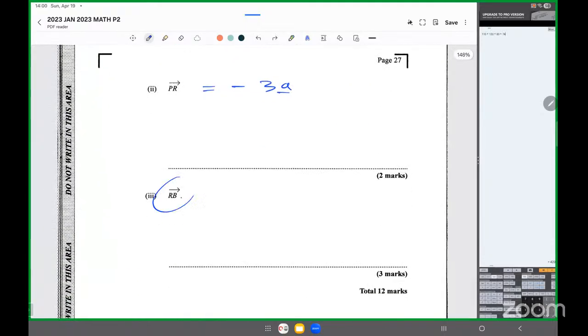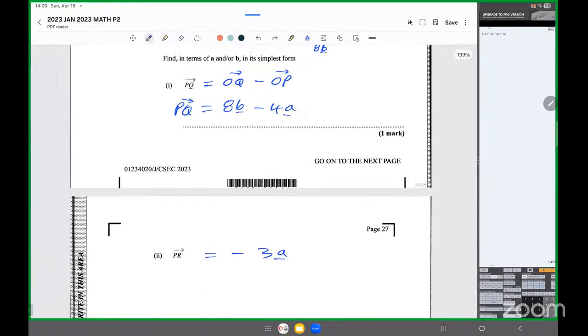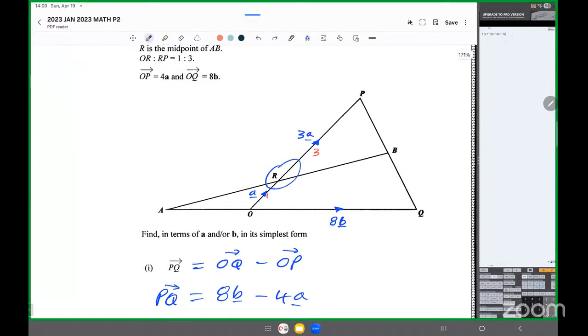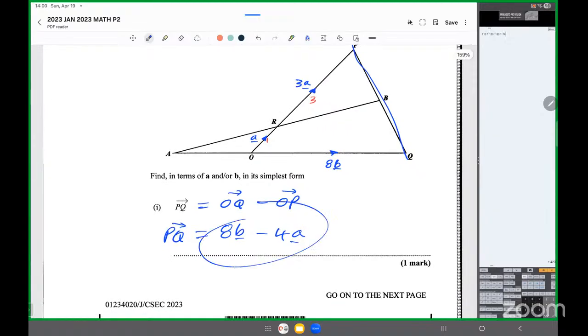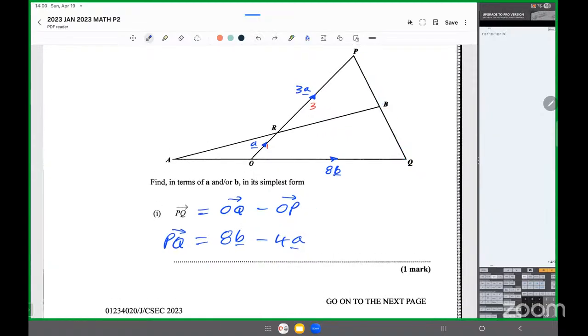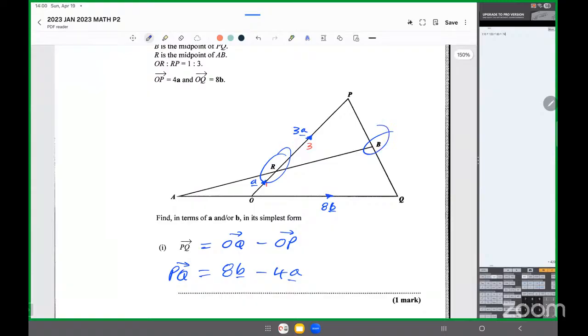Then I'm on RB. Go from R to B. Let's look at the diagram. To go from R to B. Now remember, we know PQ. So we now know this road. We know the full length of the road, so we can go part of it as well. So we go from R to B. We can go R to P first, and then go P to B.